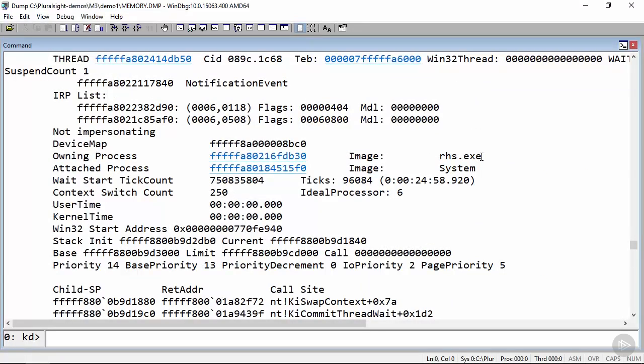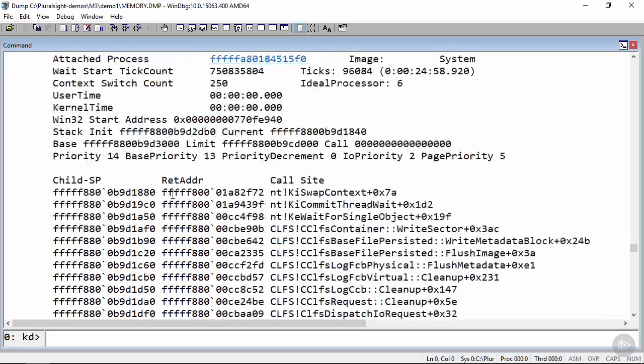Once again, it's obviously part of the RHS process. It's got two I/O request packets outstanding, as you can see. Here's one and there's the other. This means that this thread was waiting for an I/O to complete, and it wasn't completing for some reason. So let's take a look at the stack.